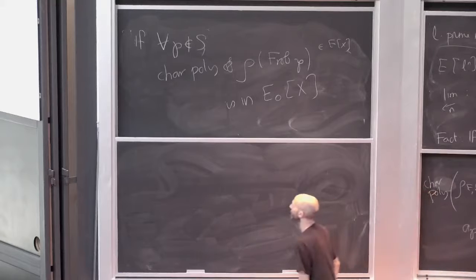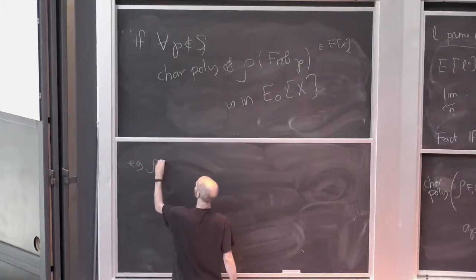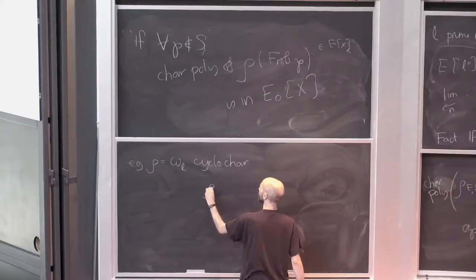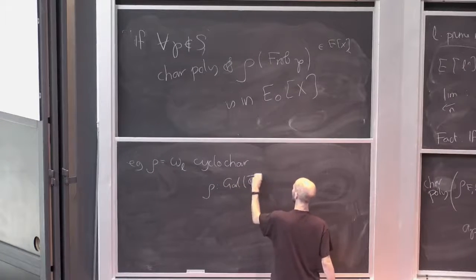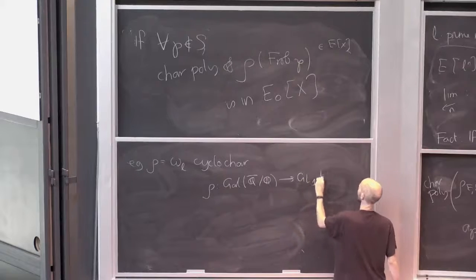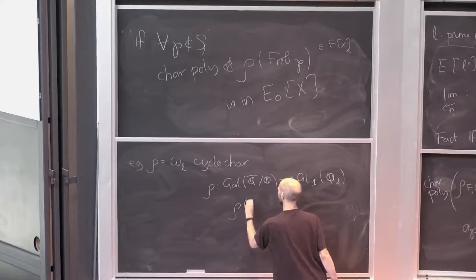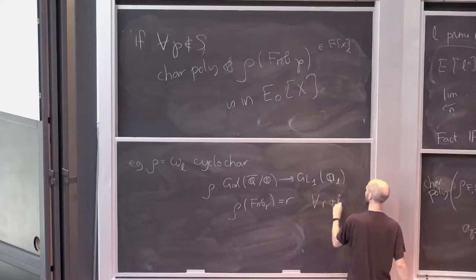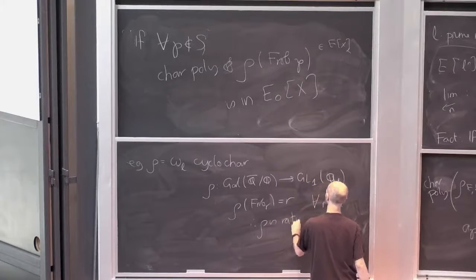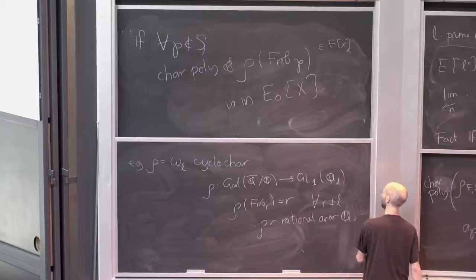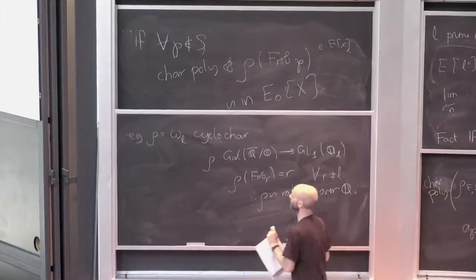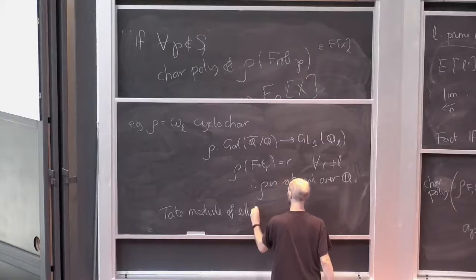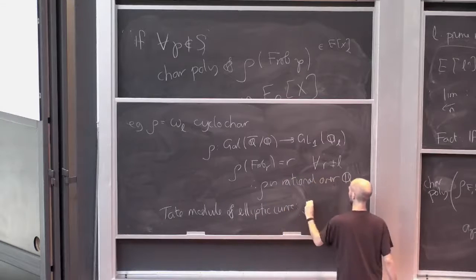For example, if rho is the cyclotomic character, then rho goes from Gal(Q-bar/Q) to GL_1(Q_l). But rho of Frob_r is equal to r, for all r not equal to l, and therefore rho is rational over Q. So it really does happen. Take the Tate module of an elliptic curve, rational over Q.